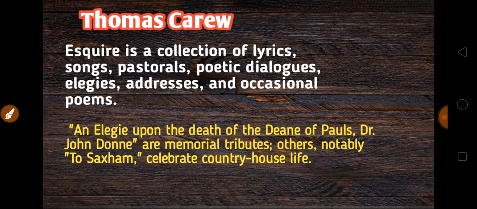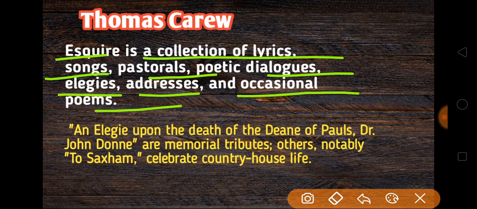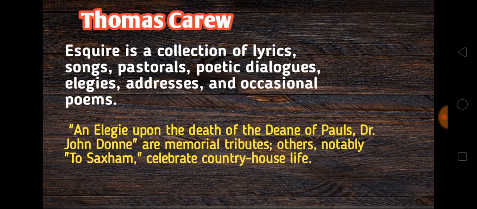Let us know more about him. The Esquire is a collection of lyrics, songs, pastorals, poetic dialogues, elegies, addresses, and occasional poems. It's a collection of poetry of Thomas Carew. He has written an elegy upon the death of Dr. John Donne. The title goes like this: An Elegy Upon the Death of the Dean of Paul's. It is one of his memorial tributes. Another notable poem, To Saxham.